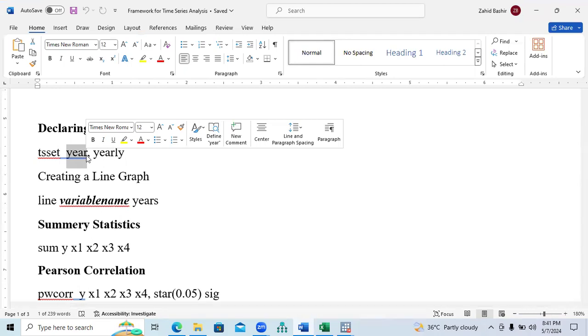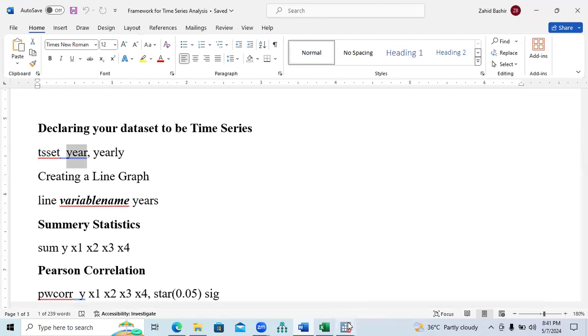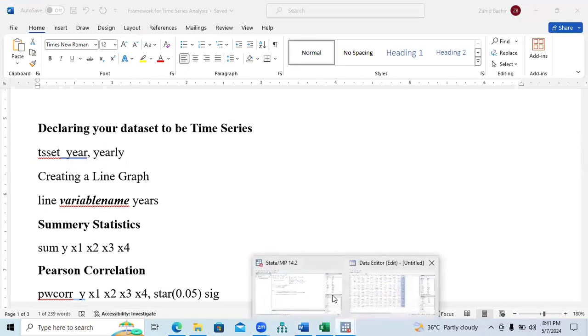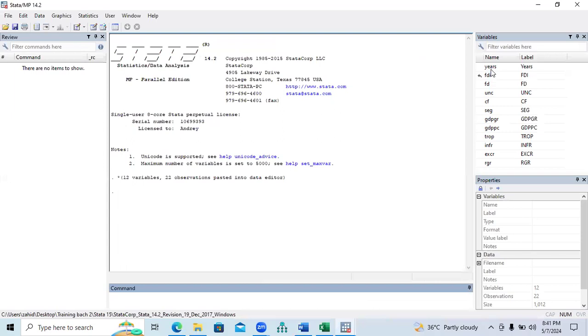And if it is quarterly data, you need to write here quarter. And if it is monthly data, you need to write here monthly. You need to verify what time dimension is basically given with you. So here you have years data. So what you need to write here is tsset, then years, because we have years data.